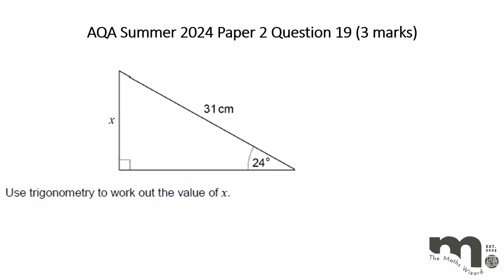This is from the summer 2024 paper 2. So it's calculator 1, and we've got a nice trigonometry question here worth 3 marks. And we've got to use trig to work out the value of x on the left hand side of our triangle here. So if you pause your video and have a go.